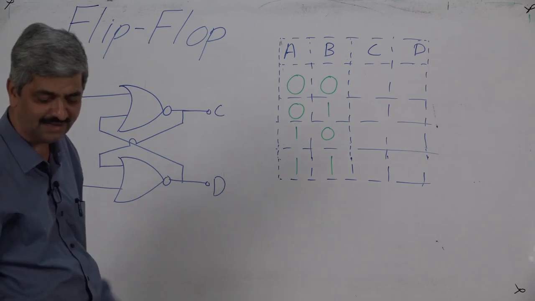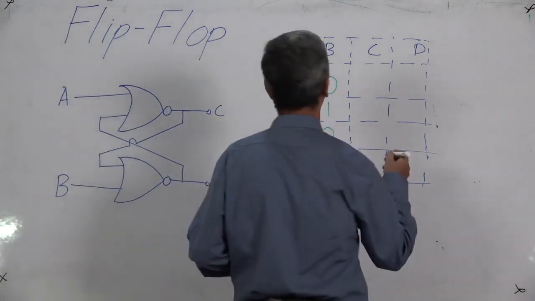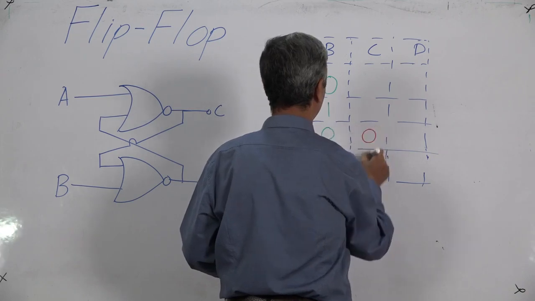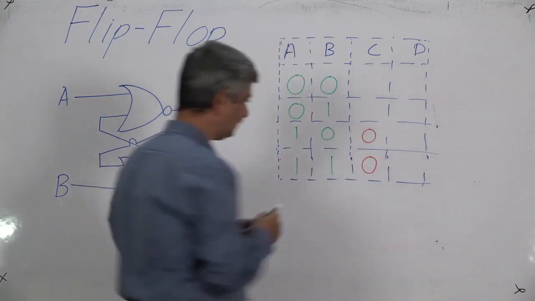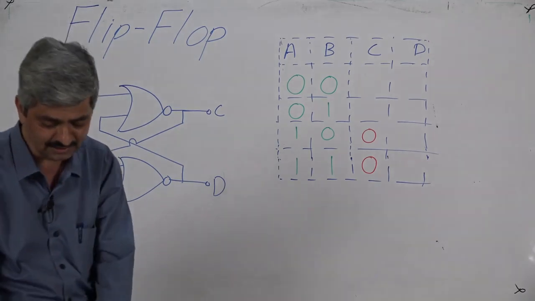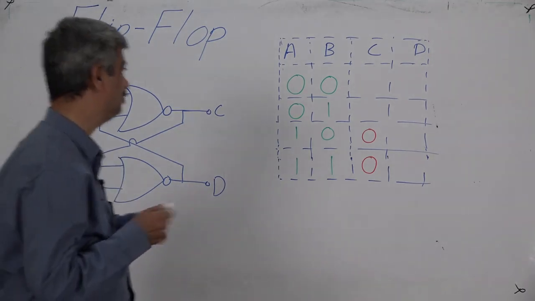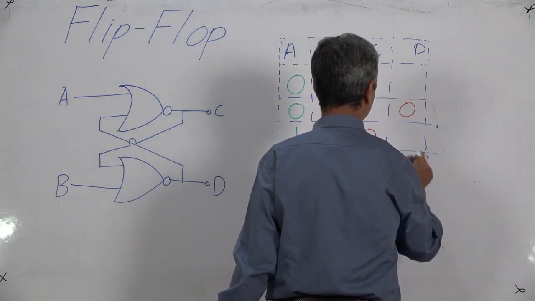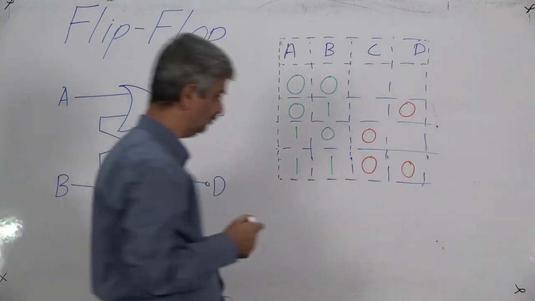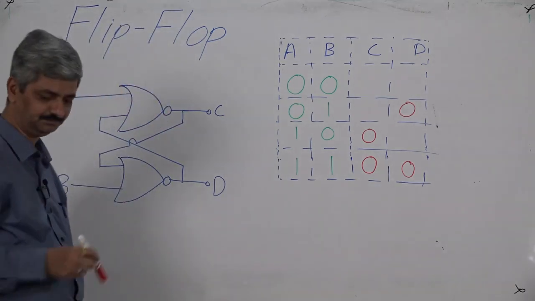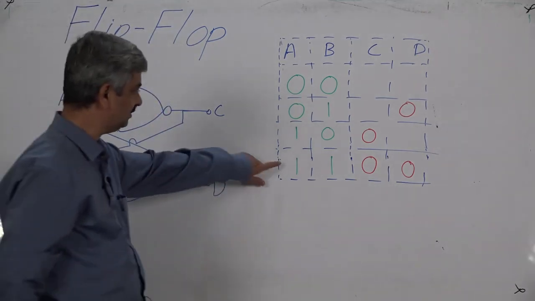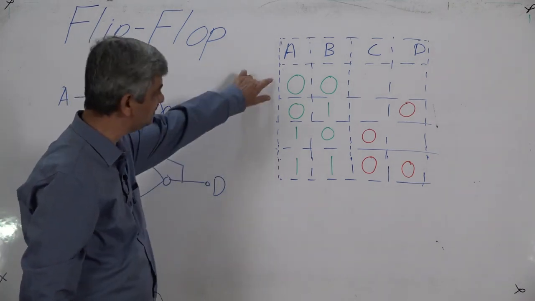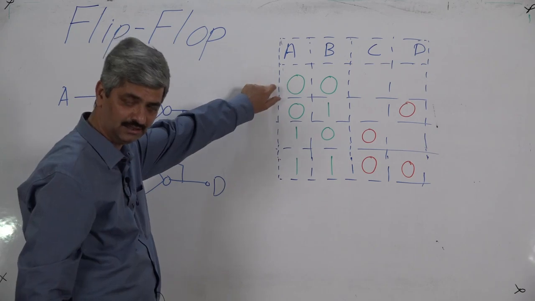So wherever you find A is 1, put C equal to 0. A is 1 here, put C equal to 0. Wherever B is 1, put D equal to 0, right? Now, for this we got the final answer, for this we have got partial answers, and this is something which we are unable to draw right now.